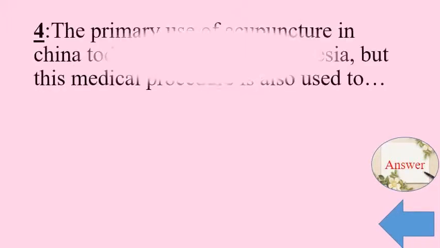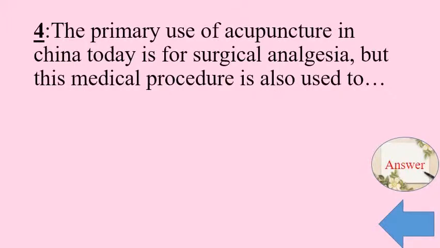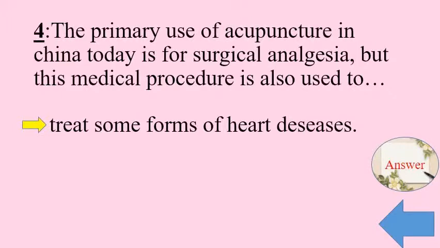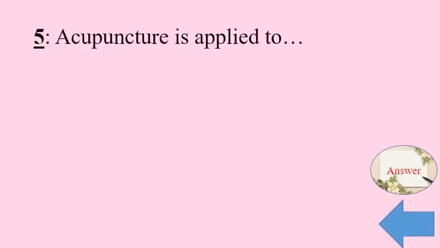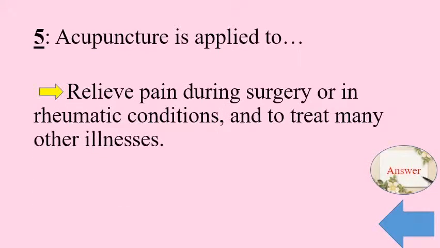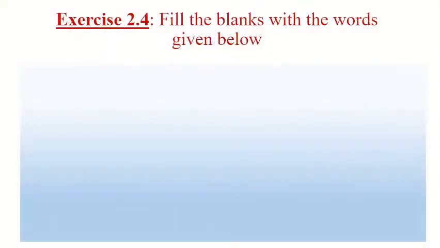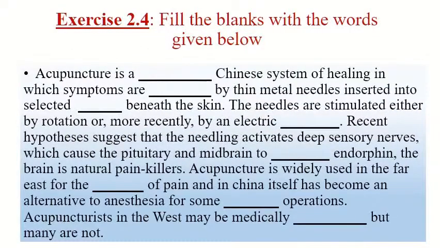Question 4. The primary use of acupuncture in China today is for surgical anesthesia, but this medical procedure is also used to treat some form of heart disease. Question 5. Acupuncture is applied to release pain during surgeries or in rheumatic conditions, and to treat many other illnesses. Exercise 2.4. Fill the blank with the words given below. Okay, you will have the paragraphs and 2 minutes to finish it. Good luck.